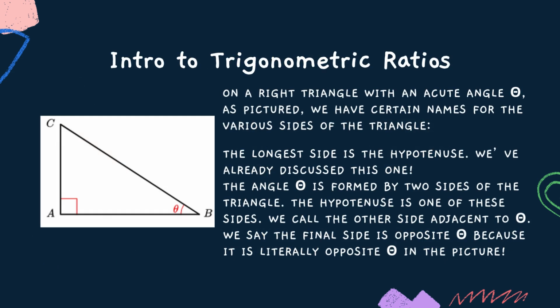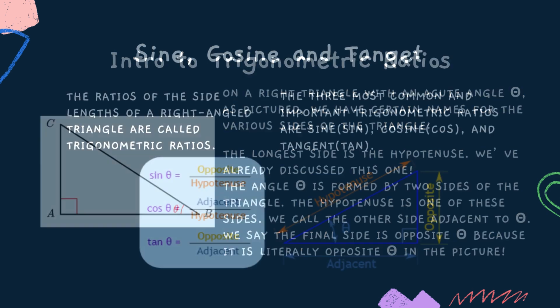On a right triangle with an acute angle theta, as pictured, we have certain names for the various sides of the triangle. The longest side is the hypotenuse. We've already discussed this one. The angle theta is formed by 2 sides of the triangle. The hypotenuse is one of these sides. We call the other side adjacent to theta. We say the final side is opposite theta because it is literally opposite theta in the picture.